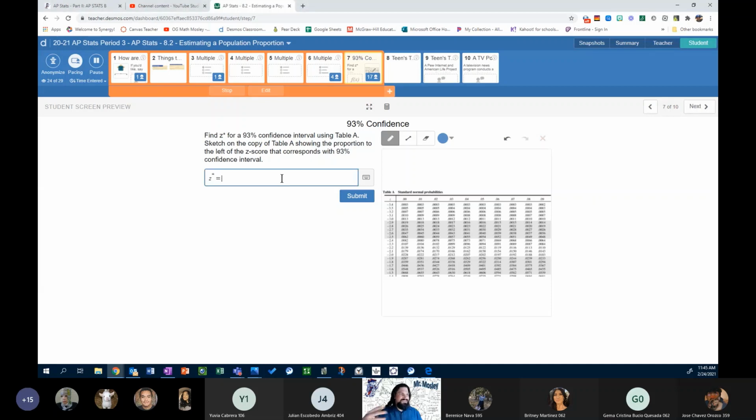The z star value, or the critical value, should be 1.81. That's the value we would find on table A. If you used your calculator and used the inverse normal command, you should get something about 1.812. You'll get more decimal places, essentially. Table A only provides us up to a couple decimal places.